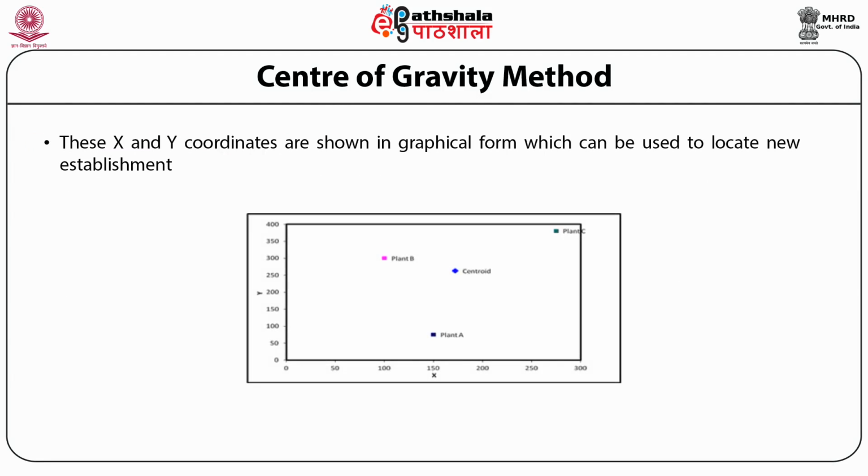These two coordinates of the new location, along with the coordinates of the three given locations, are plotted on a graph where x coordinate and y coordinate values are used to plot the locations of different plants. The graph indicates the locations of plant A, plant B, as well as the location of the new plant indicated by the centroid point.